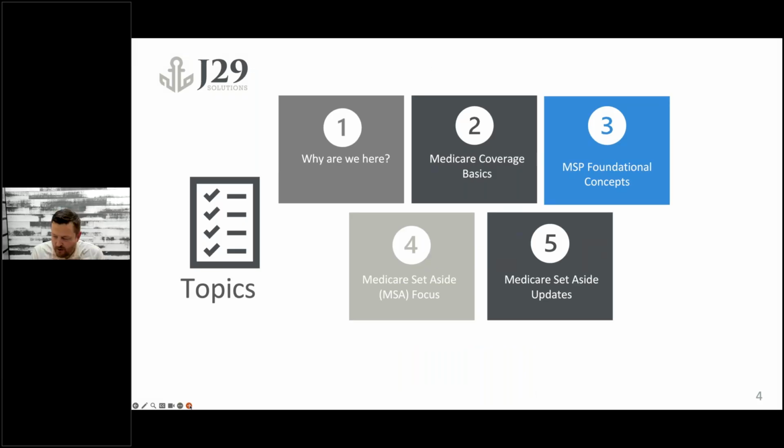So we're going to be covering some recent changes in the Medicare set-aside space, specifically what happened around Section 111 reporting mandates of Medicare set-aside data for Section 111 reporting. And oh my gosh, that's such a mouthful, but don't worry, we're going to get into the nitty-gritty details.